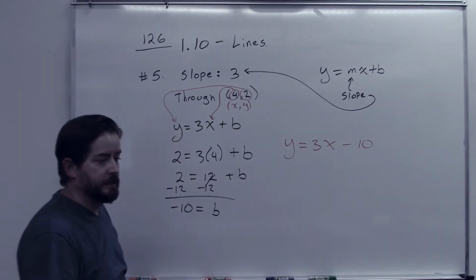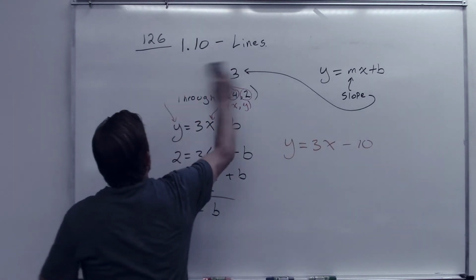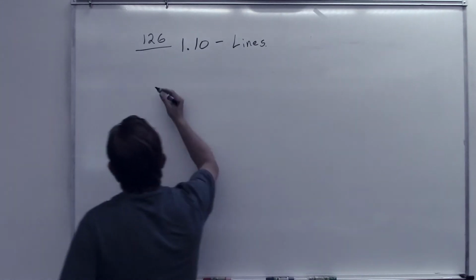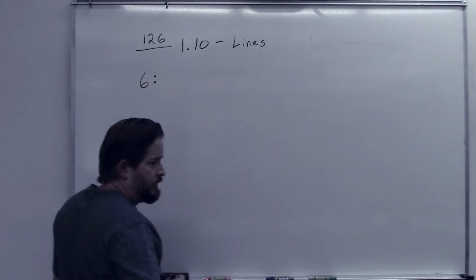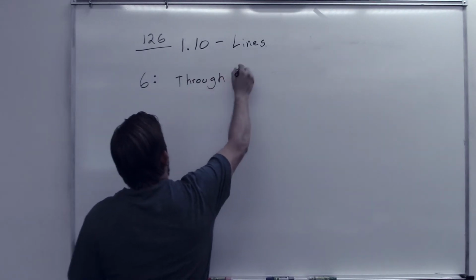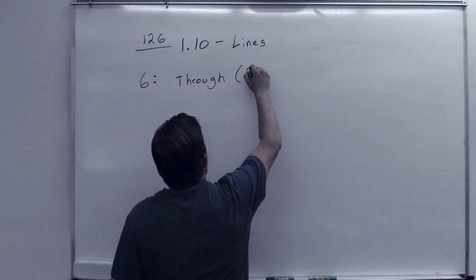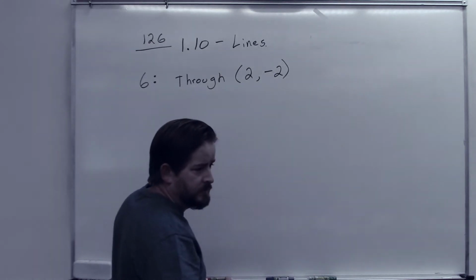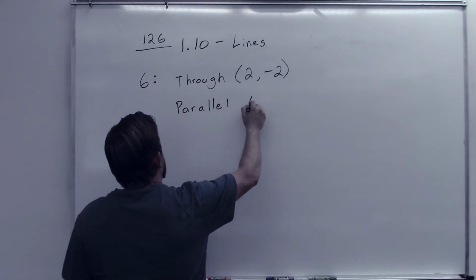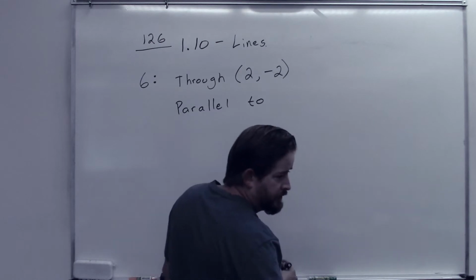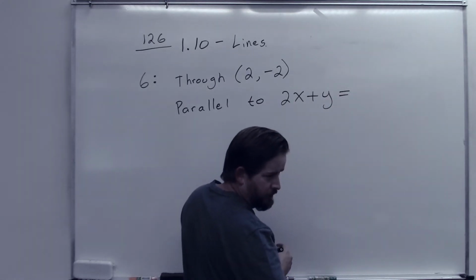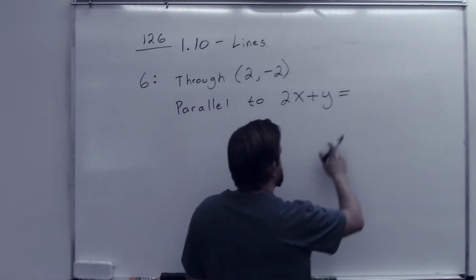All right, let's look at number 6. Six says, find the equation of the line that passes through the point (2, -2) that is parallel to the line 2x + y - 16 = 0.